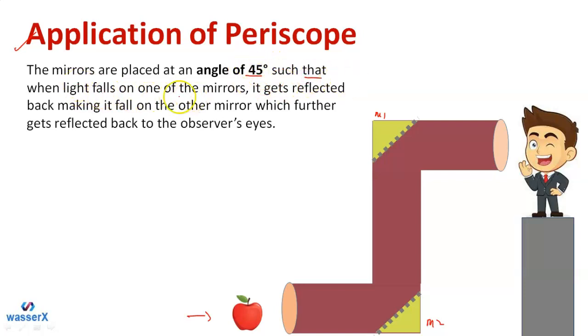We have positioned the mirrors in such a way that when light falls on one of the mirrors, it is reflected onto the other mirror, which further reflects it onto the observer's eye. In that way the observer can easily see the object, or the object can be easily seen by the observer.